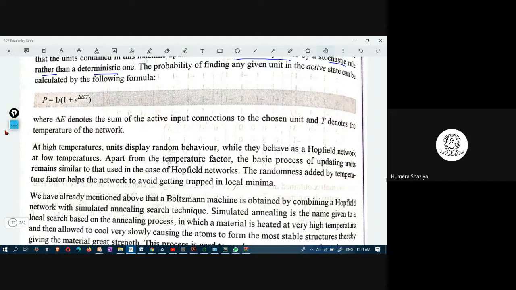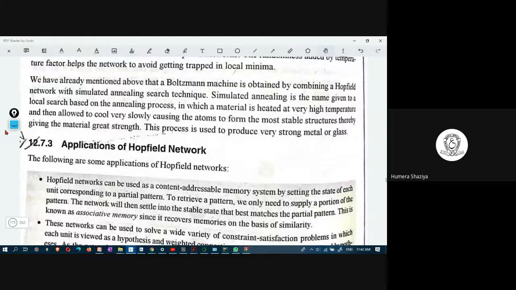The formula used to find the value is 1 over 1 plus e to the power of delta E over T. Here E denotes the sum of the active input connections and T denotes the temperature of the network. Based on the temperature, it changes the value. That's why it is called stochastic. Temperature also you can't predict, and it is not fixed. Morning you may have one temperature, evening you may have another. This temperature does not mean the weather temperature we see. It's a value assigned to a network, so that value would be changing. Because of the change in the value, its output value is also changed, and it is not predictable.